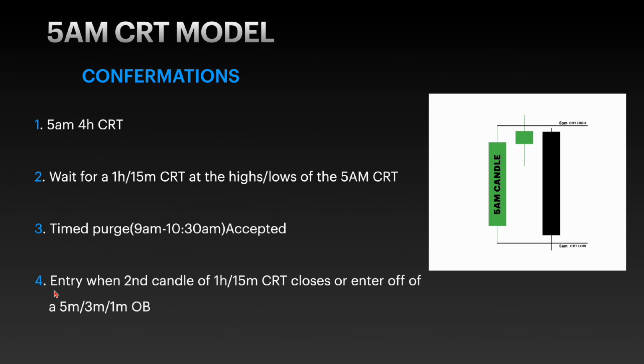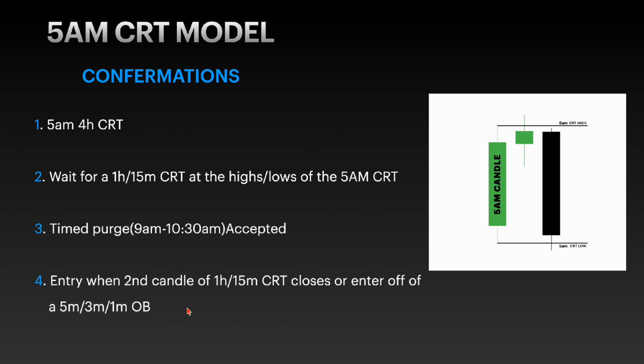Number 4, entry strategy. Once all confirmations align, you'll look for your entry model. There are several methods of entry, but I will reveal only 2. The first is to enter after the second candle of the 15-minute or 1-hour CRT closes. The more advanced option is to refine your entry down to a 5-minute, 3-minute, or even 1-minute order block. For beginners, I only recommend entering when the second candle of the 15-minute or 1-hour CRT closes. For advanced traders, refine your entry using lower time frames, 5-minute, 3-minute, or even 1-minute charts, by identifying an order block.